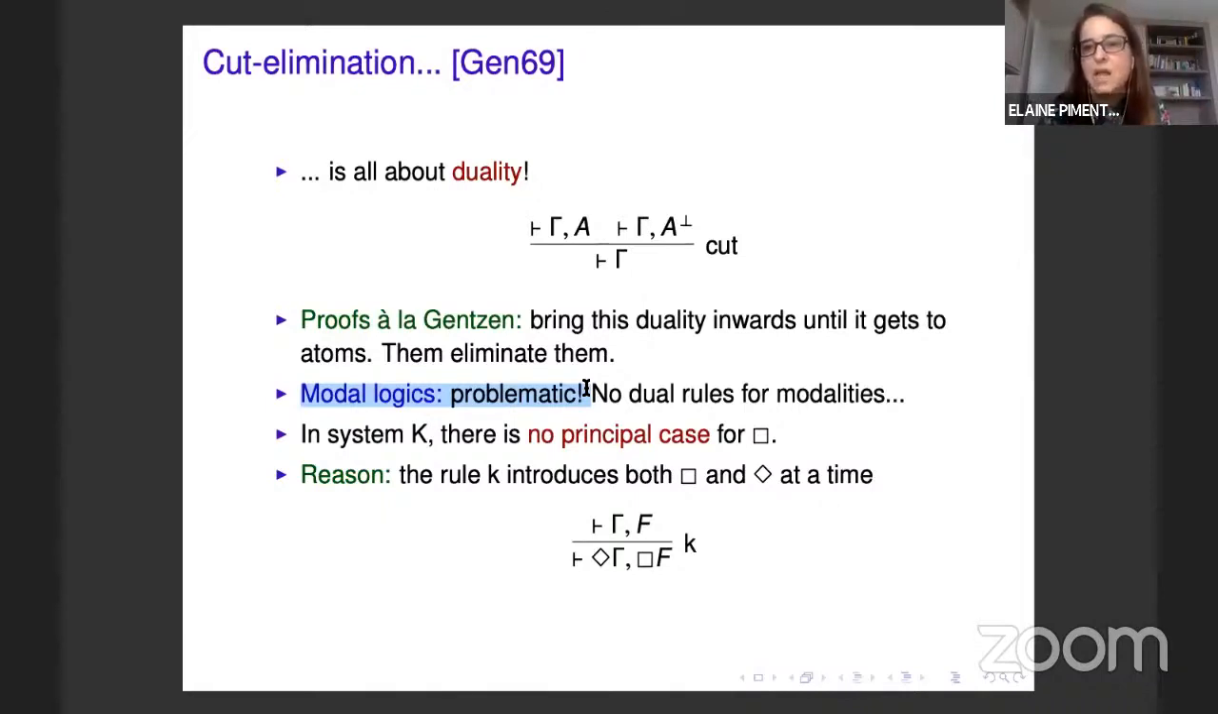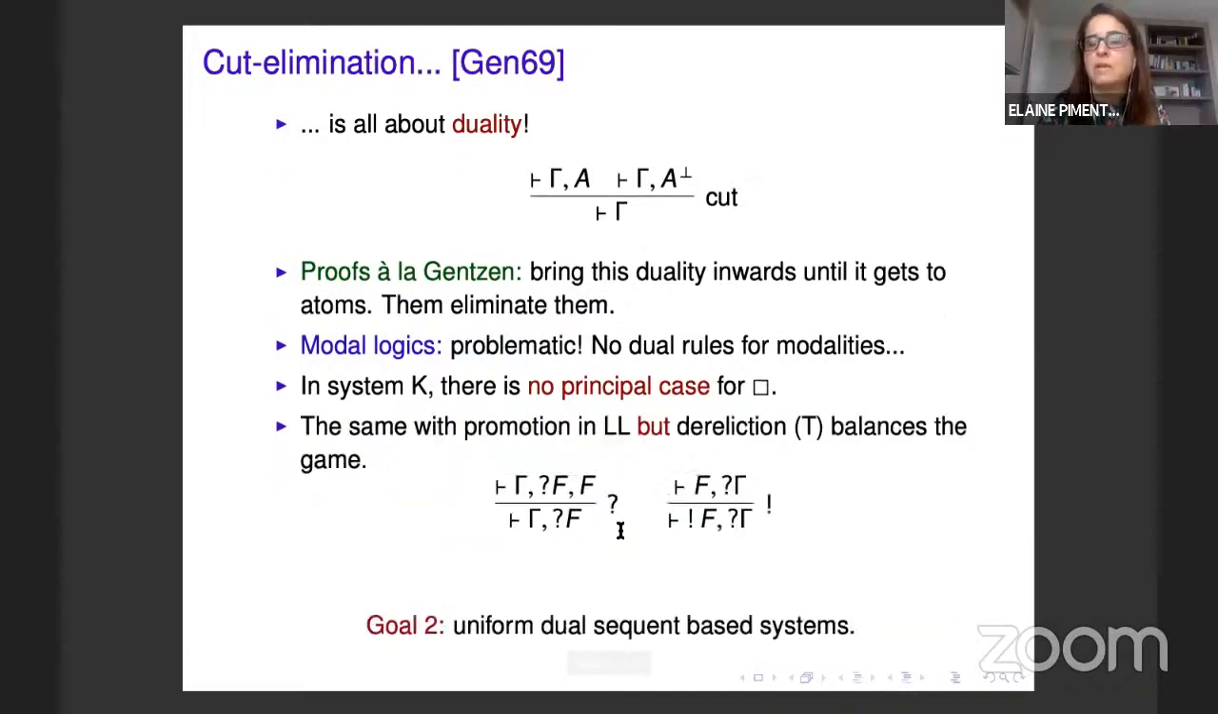You have one rule for box, and that's it, right? So you don't have this kind of duality. You still can do cut elimination, but in the case of box, for K, for example, you don't have a principal case. It's always going to be a non-principal case, so you're going to switch the cut downwards. The reason is that the rule for K introduces box and diamond at the same time. So this is the rule for K again. It's the same with promotion, but in promotion, you also have dereliction that does the balance. Promotion is the rule for bang, and you have the rule for question mark, that'll be the dereliction. So now you have the duality and then you can move up against proofs, let's say.